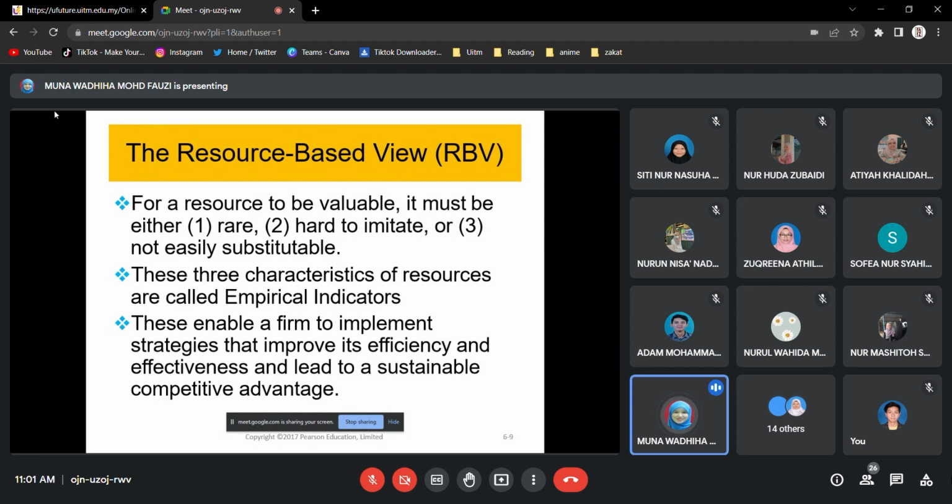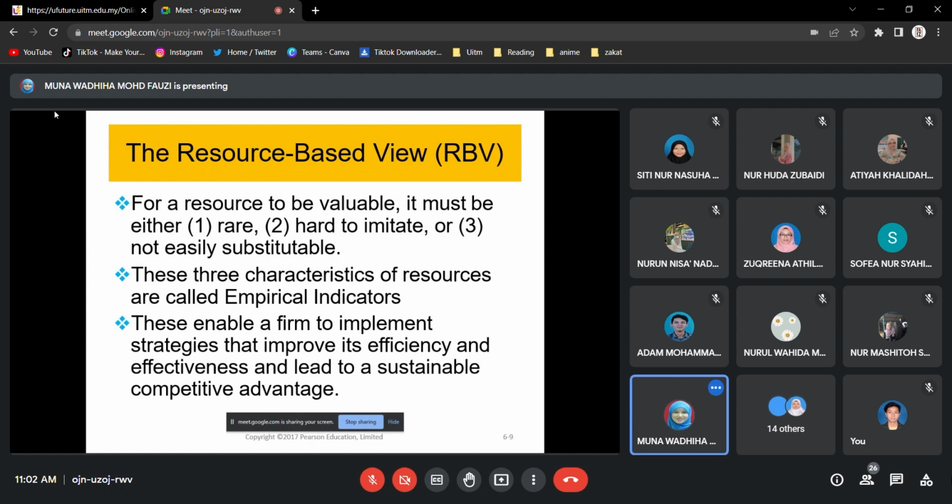So this will be the firm, organization, or business strengths. It is really special, so the competitors cannot imitate it easily. So for resources to be valuable, they must be rare, hard to imitate, and not easily substitutable. These three characteristics of resources are called empirical indicators. These enable a firm to implement strategies that improve its efficiency and effectiveness and lead to sustainable competitive advantage.